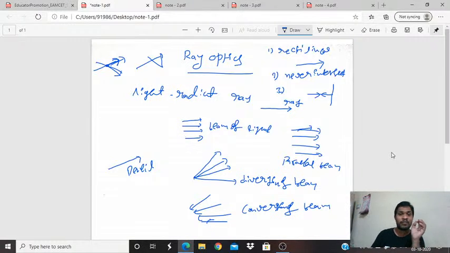Remember this point, the law of reversibility. Whenever it is incident normal, 90 degrees, it will come back along the same path in the opposite direction. Simply it is called retracing. It retraces its path. Retraces means again it comes along the same path but in the opposite direction. That is the law of reversibility.